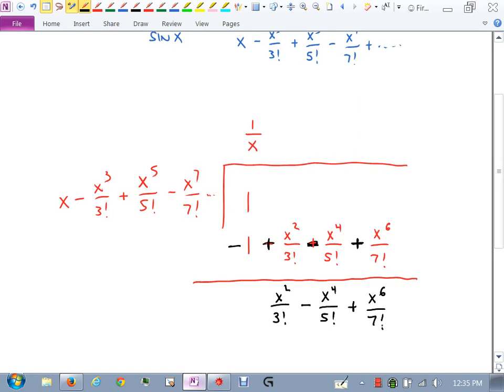Now you go and repeat the process. How do I turn x into x squared over 3 factorial? I multiply it by what? X over 3 factorial. So I multiply by x over 3 factorial. You see that? And then I go through the process again. And then I go through it again, and again, and again, until I get enough terms of the series to be satisfied. Make sense?